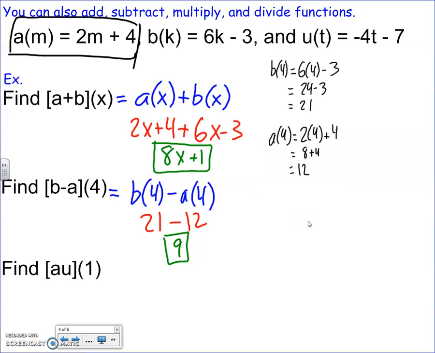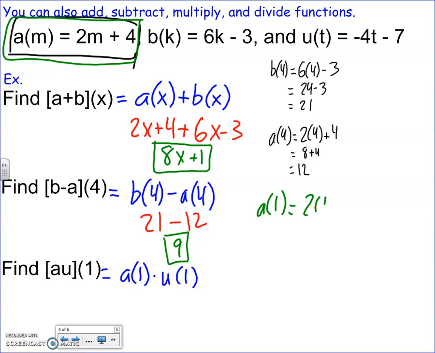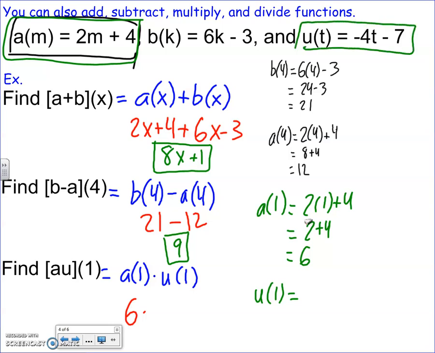And this last one says a times u of 1. So really, that is a of 1 times u of 1. All right, so I'm going to find what a of 1 is. So a of 1 means go to equation A right here, change every m to a 1. 2 times 1 plus 4. That's 2 plus 4. That is 6. So we know a of 1 is 6. We're going to multiply that by u of 1. So let's find u of 1. U of 1 means go to equation u. U is over here. So we're no longer at equation A.